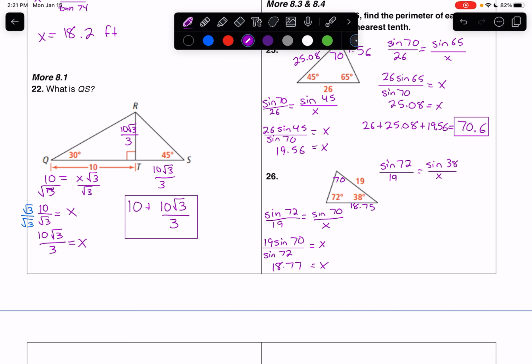We can do the same thing for the other law of sines. So we can cross multiply. So 19 sine of 38 over the sine of 72. And that's equal to x. And when we find that in our calculator, we find that the side opposite the 38-degree angle is going to be 12.3. So we'll write that here. Then we can add our side lengths together. We've got 12.3 plus 19 plus 18.77. Rounded to the nearest tenth is 50.1.